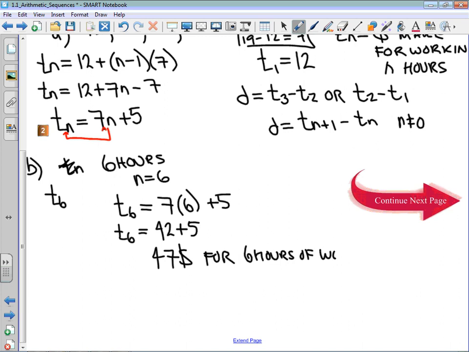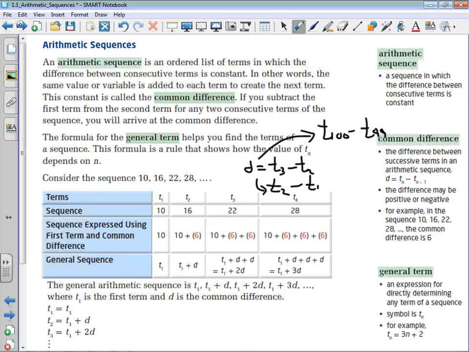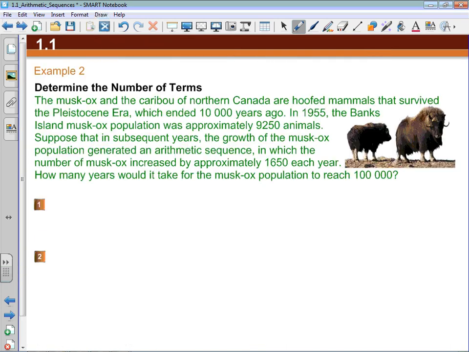All right, I think I'm going to lump two examples into each other because they're really not too bad in this section. Sorry about that. So the second example here, when I get to it, is talking about muskox in northern Canada. It says in 1955, the muskox population was 9,250. Suppose that in subsequent years, the growth was an arithmetic sequence in which the number of muskox increased by 1,650.